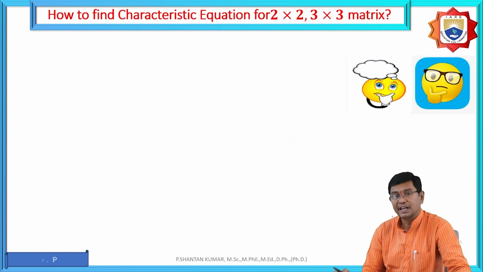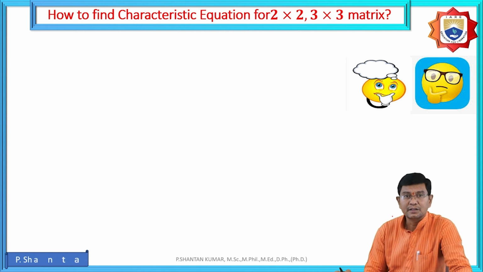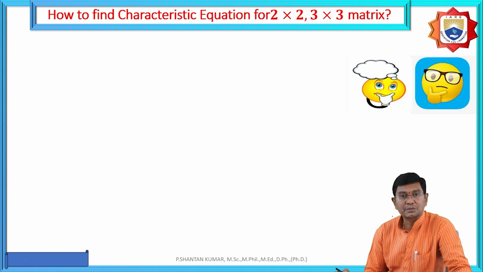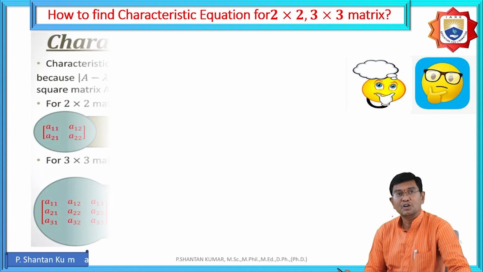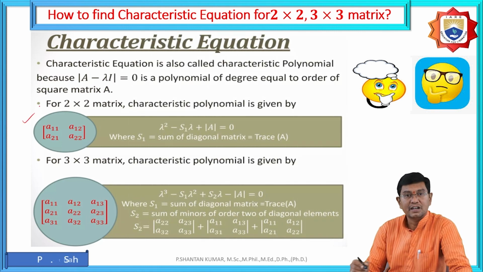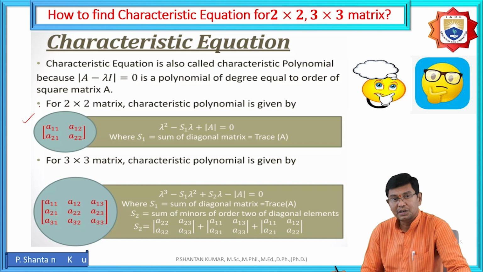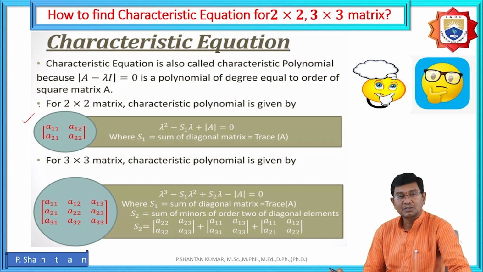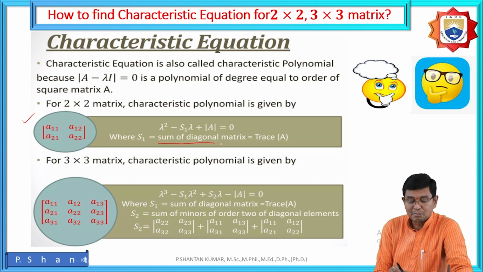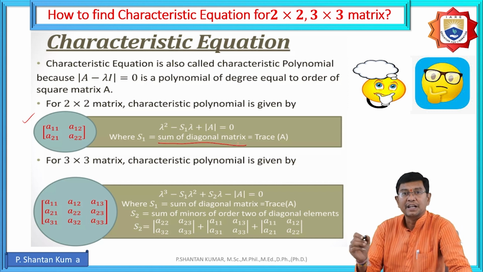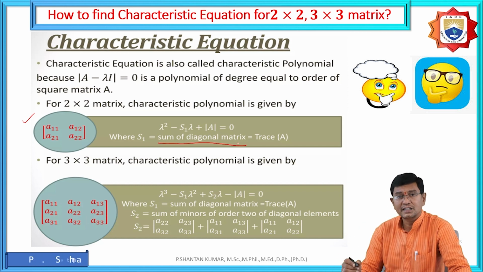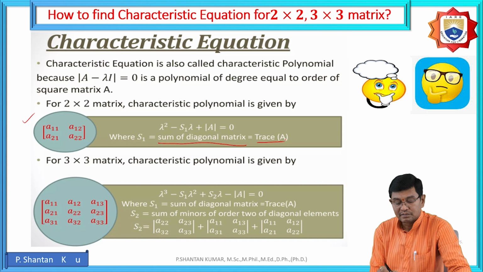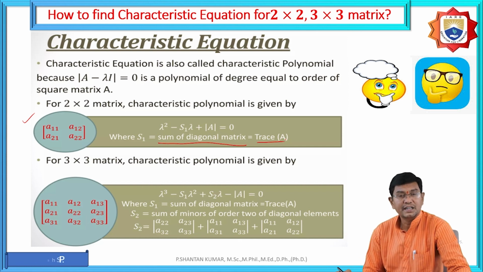Again, we need to recall a few points: how to get the characteristic equation for a 2 by 2 matrix and for a 3 by 3 matrix. For a 2 by 2 matrix, the characteristic equation, determinant of A minus lambda I equal to 0, is lambda squared minus S1 lambda plus S2 equals 0, where S1 is the sum of the diagonal elements, which is also the trace of the matrix.